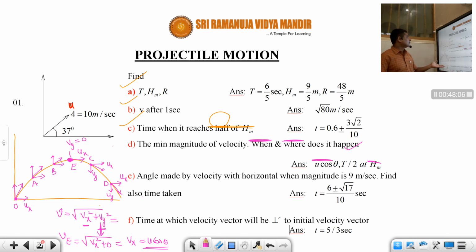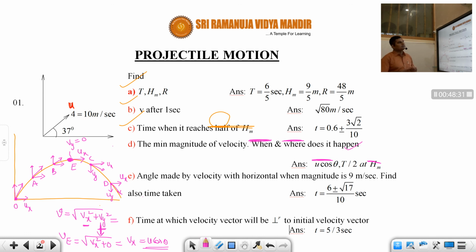How to find velocity when time is given, how to find the angle, or how to find time when height is given, like the third one. So like that, each and every question you can easily solve. You just have to visualize the problem. What is given, what is asked, what are the formulas we have. If you are able to understand that, then it will be very, very easy.